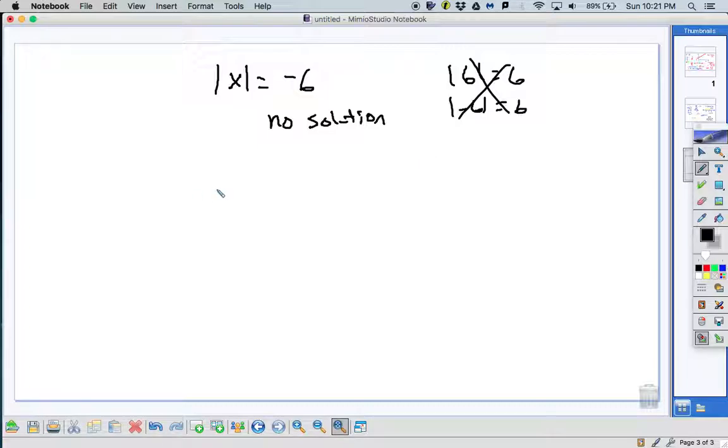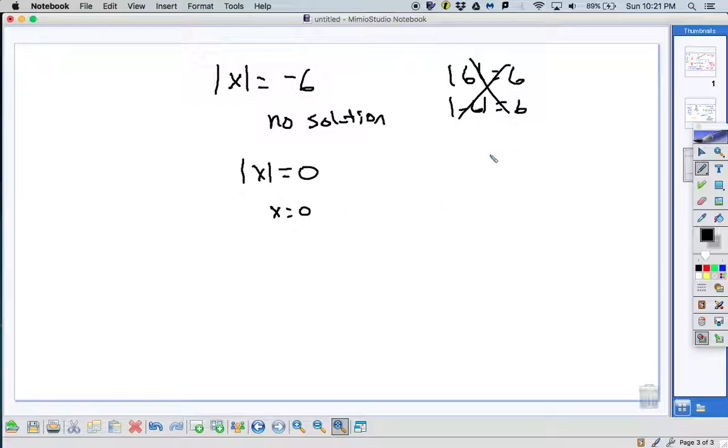Okay. The only other time that you'd have not two solutions is absolute value of x is equal to 0. And of course, the answer to that is just 0. So if it's negative, there's going to be no solutions. If it's 0, there's one solution, it's 0. And in any positive case, you'll have two solutions.